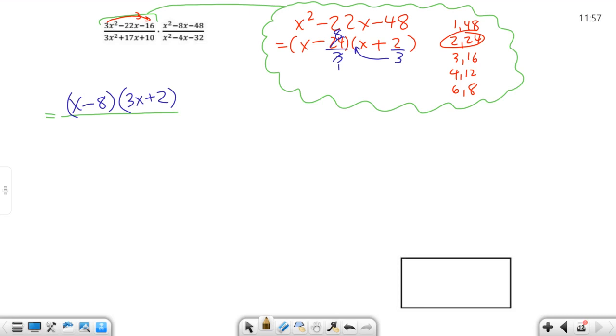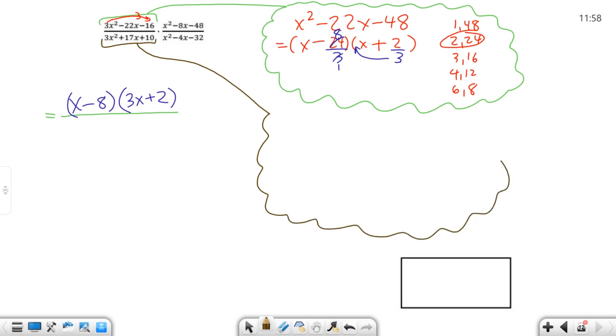So if I move then to the denominator right here, guess what? That's the same kind of deal. 3 terms, no GCF, not a 1 in the front. So I'm going to come over here and have another thought cloud.